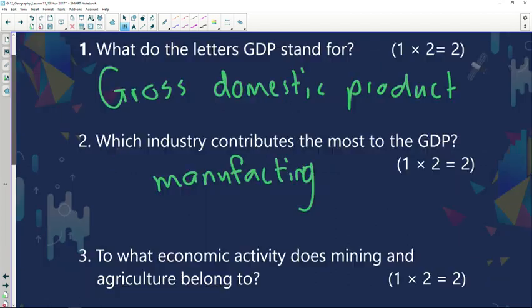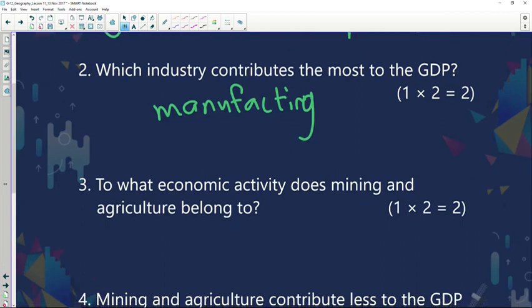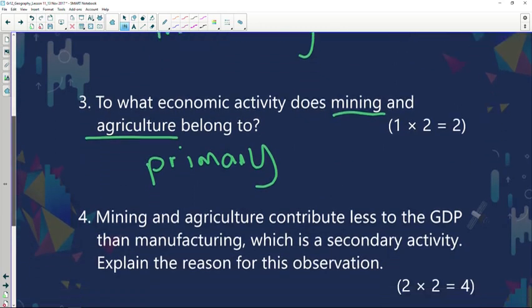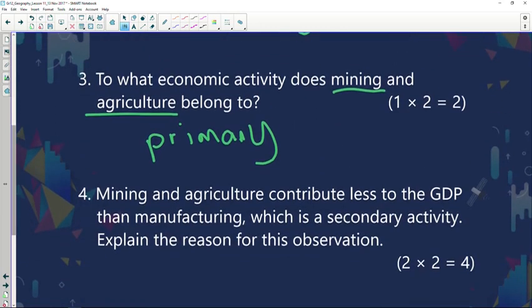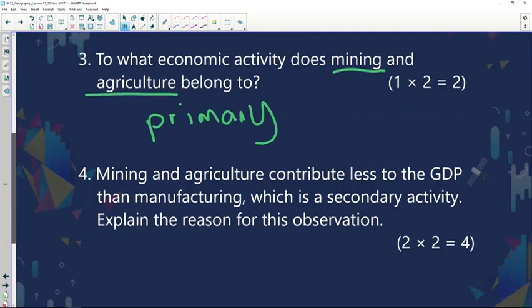Okay. Now the next question, to what economic activity do mining and agriculture belong? Now extracting raw materials is mining, and agriculture is farming. What type of activity is that? Definitely primary activities. If you look at question number 4, mining and agriculture contribute less to the GDP than manufacturing, which is a secondary activity. Explain the reason for this observation.